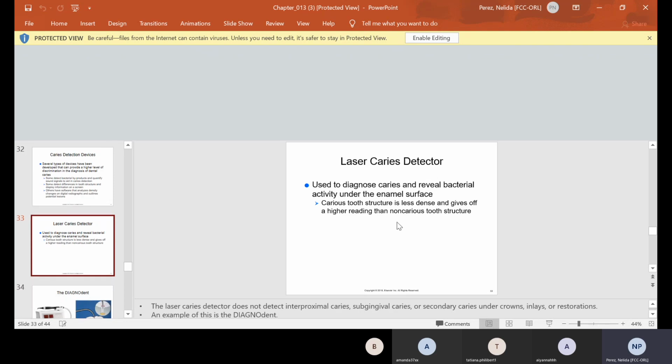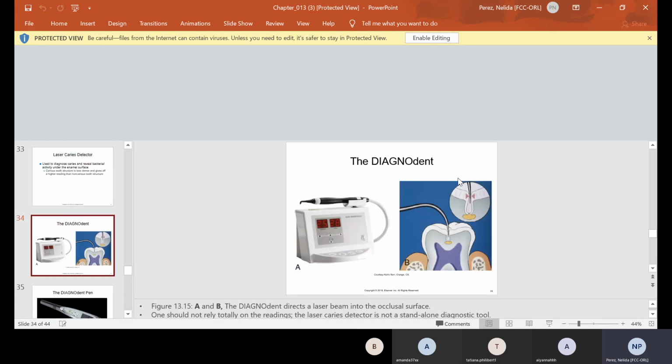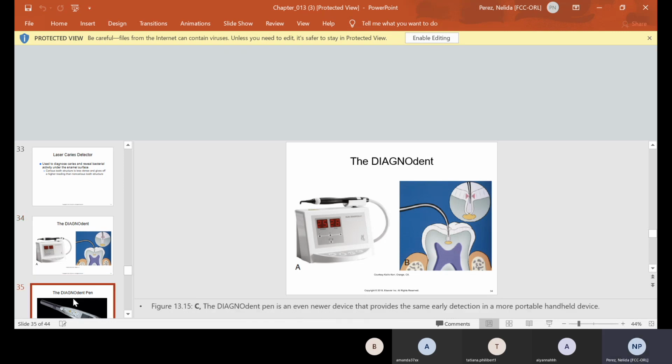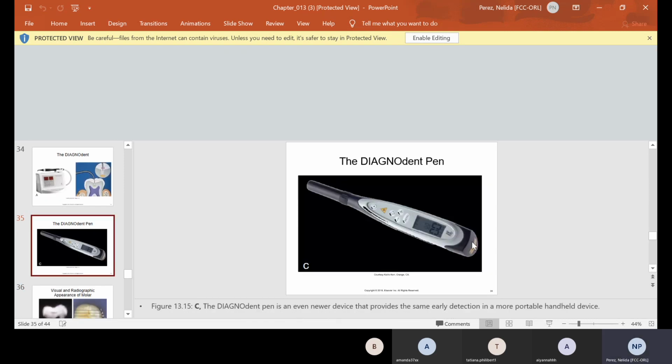The laser caries detector is used to diagnose caries and reveal bacterial activity under the enamel surface. Carious tooth structure is less dense and gives off a higher reading than non-carious tooth structure. The Diagnodent, this is one of the machines here, directs a laser beam into the occlusal surface. Of course, one shouldn't rely totally on the readings. The laser caries detector is not a standalone diagnostic tool. Some of them might even look like this, the pen, okay?